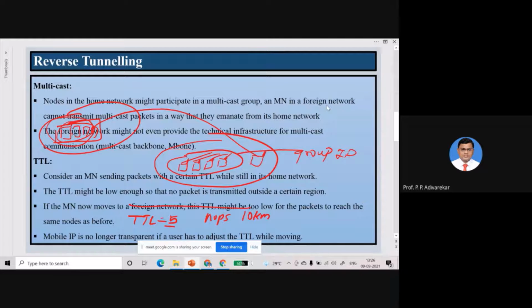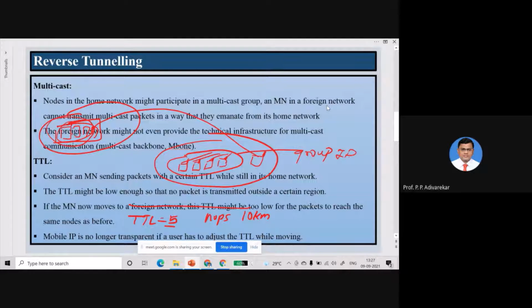Okay, so that's what it is said. Now if the mobile node moves into the foreign network, the TTL might be too low for packets to reach the same node as before. So the same destination cannot be reached with the same TTL. So if the mobile node is in the foreign network, we have to modify this TTL. Let's say now it has moved to the foreign network.